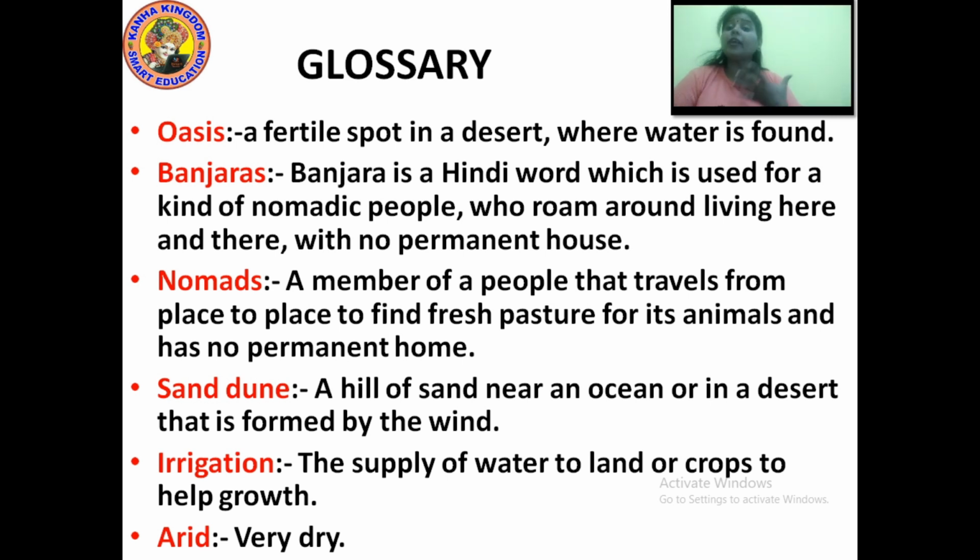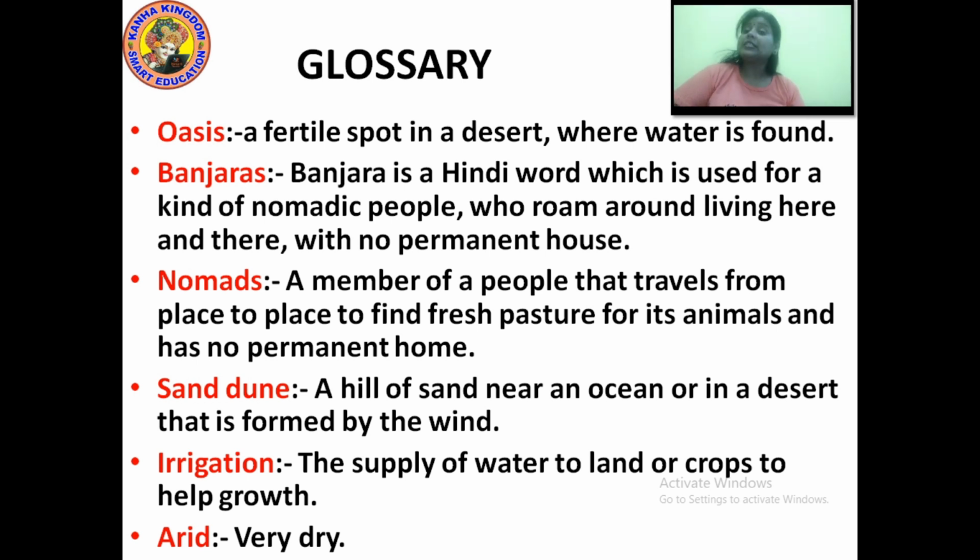Now, what do you mean by nomads? A member of a people that travels from one place to another to find fresh pasture. Pasture means grass. Animals like goats and sheep used to eat grass. So nomads are the people who travel from one place to another to find fresh food for their animals, and they don't have their own permanent home.